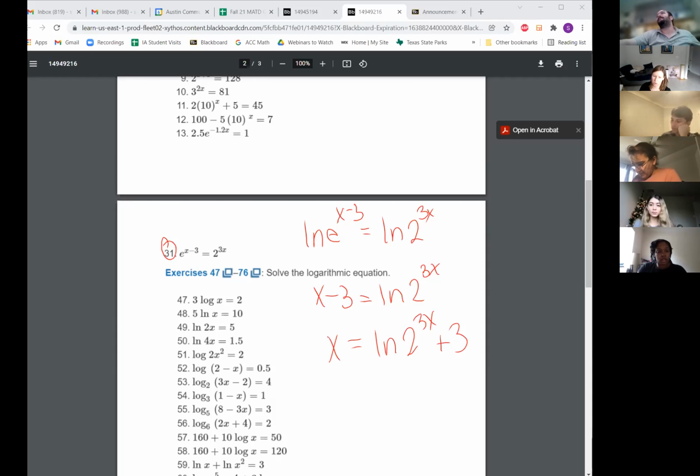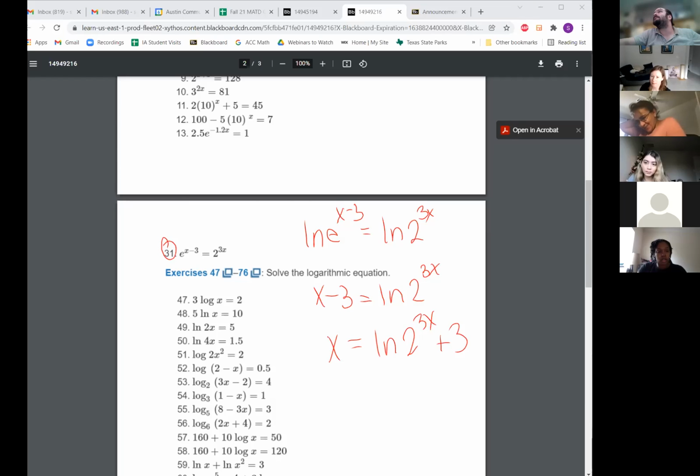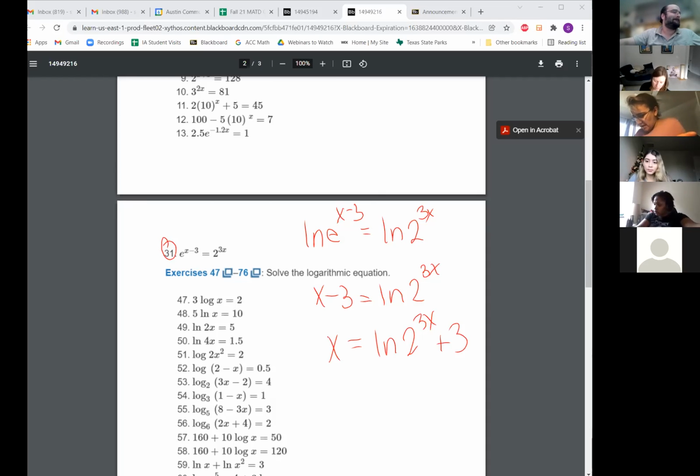So it sounds like you used a property. What property did you use to bring the x out of the exponent? How did you do that? You didn't have the x in the exponent anymore, right? Yes, I don't. Okay, so how did you do that? I don't know what's the name for the property, but I just put it down, and then I put all the x's on one side.